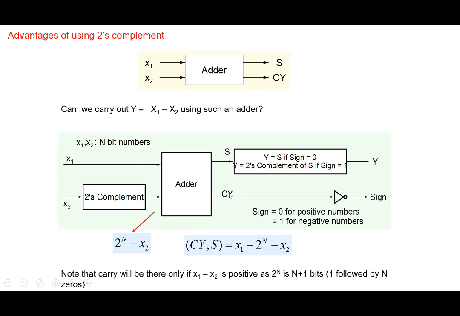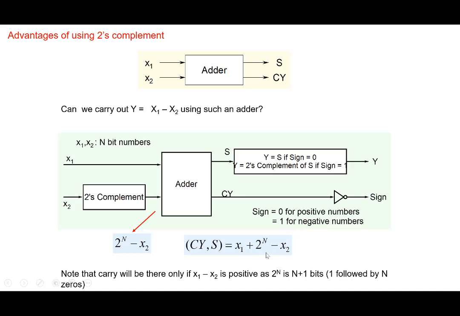Note that the carry will occur only if x1 minus x2 is positive here, because 2 to the power n is n plus 1 bits. Note that the sum is n bits and this is the carry bit here. So each one of these numbers is n bits here. So 2 to the power n is nothing but there is a carry bit already here, 1 here. And if x1 minus x2 is positive, then there will be a 1 here which will then get inverted and will give rise to 0 here. So if x1 minus x2 is positive, or x1 is greater than x2, sign will be 0 here.